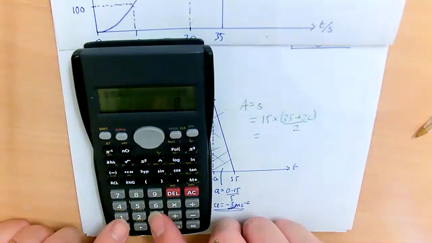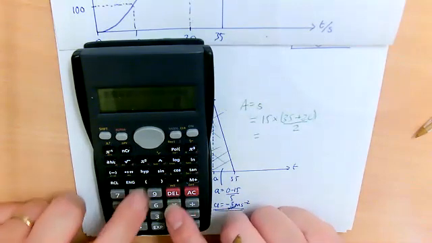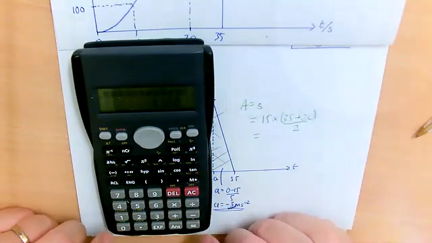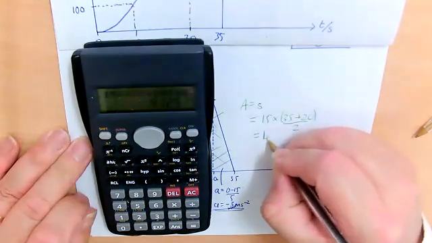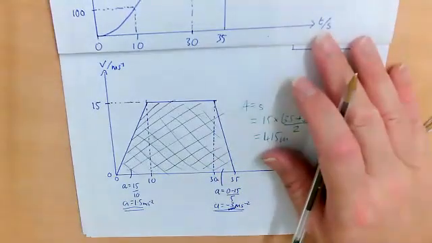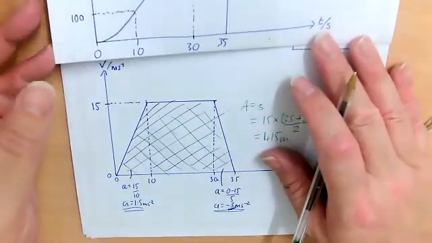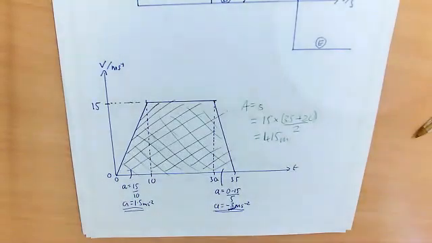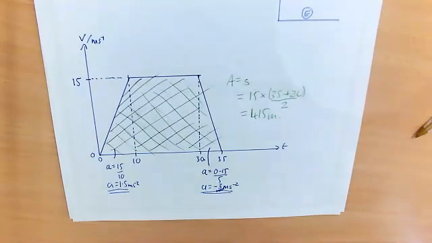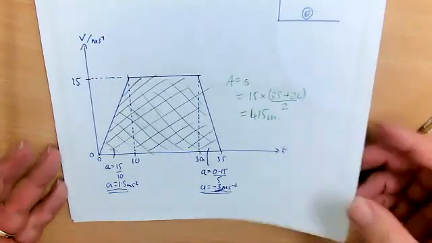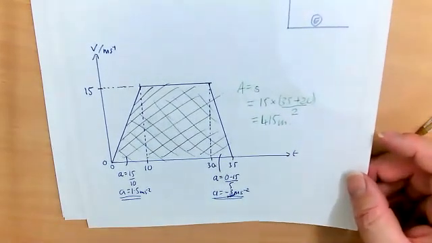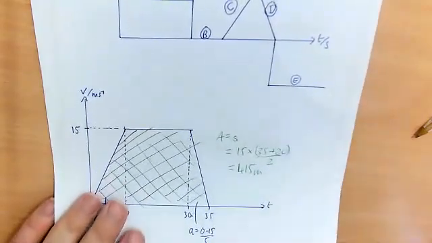15 times 30, 35 plus 20, close brackets, divided by 2. There we go, 412. Well, it's in the right sort of ballpark, isn't it? So we can see exactly how far something has actually traveled. You can actually interpret the graphs. As I say, from what I see, for the most part, you're pretty confident with the math side of things.